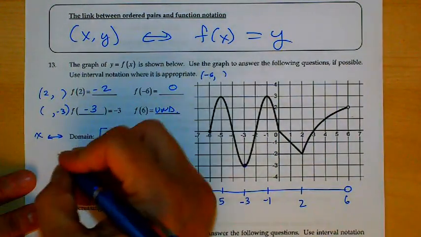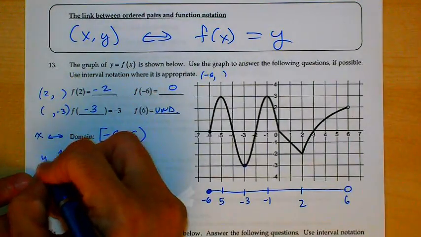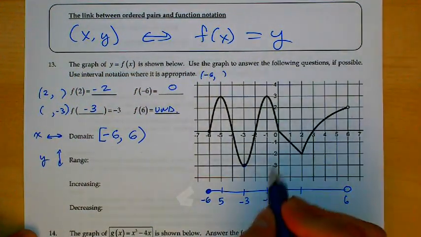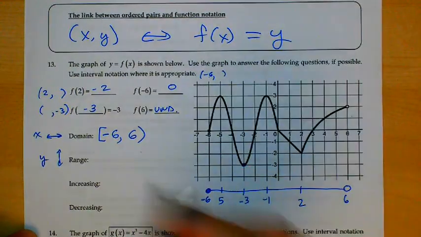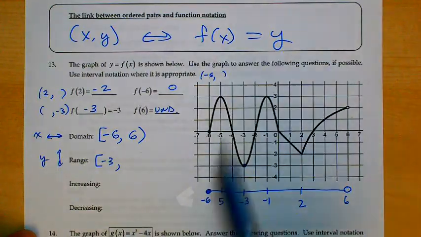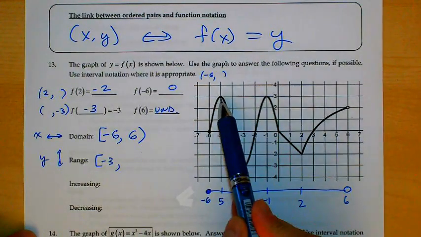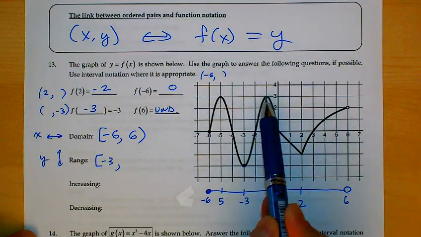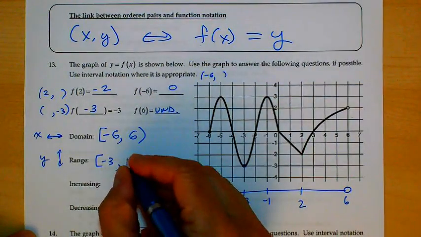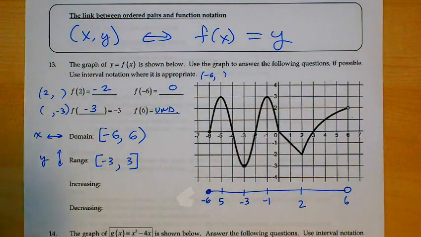Okay, range, low to high. Say it with y. Let's see, the lowest y value down here is -3. The highest y value appears either here or here, and either place you look, that's a y value of 3. So there's our range, low to high, said with y.